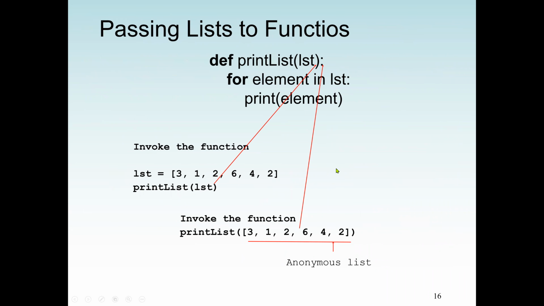Now, passing lists to functions. Here we have a function named print list, and the argument is the list name. And we say for element in list, we print the element. So this function will allow us to print all the elements in the list. So if the list has 3, 1, 2, 6, 4, 2, then print list will print all the values for us. Now remember here we say print list.